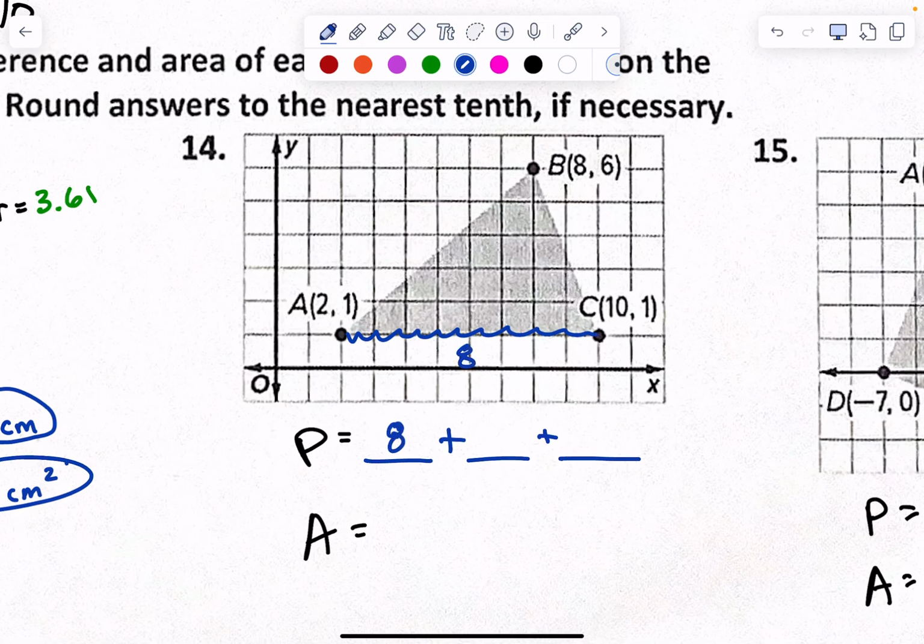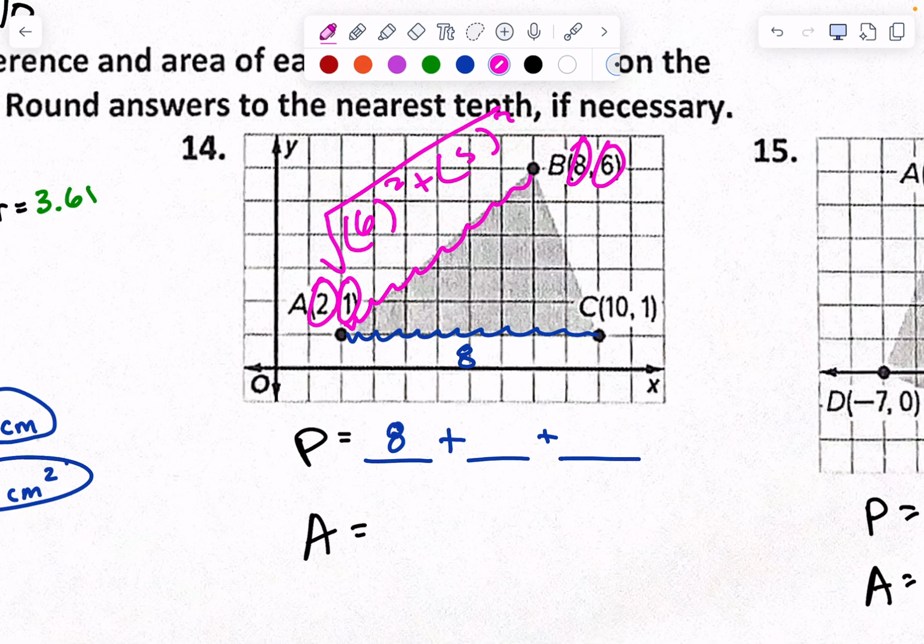Now the other ones, I have to do the distance. How far apart is 2 and 8? 6. How far apart is 1 and 6? 5. 6 squared is 36, 5 squared is 25. 25 and 36 is 61. The square root of 61 is like 7 point something. 7.8. Okay.